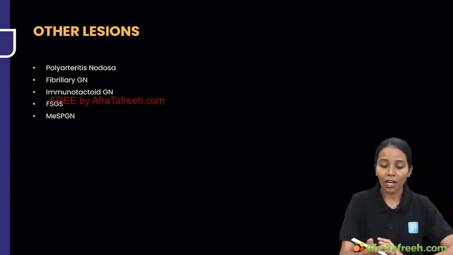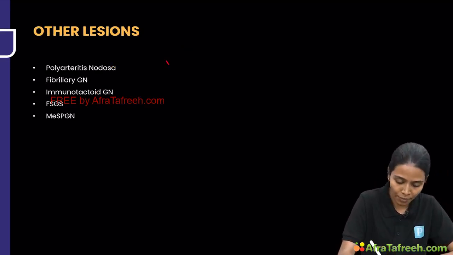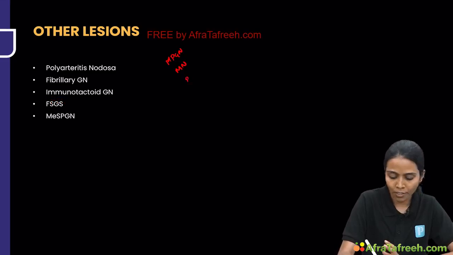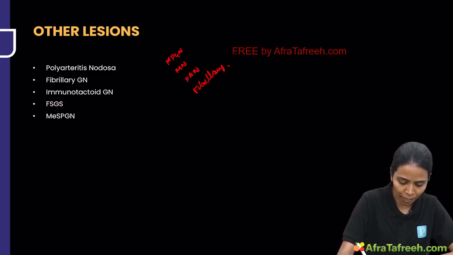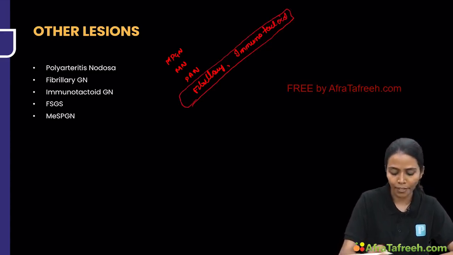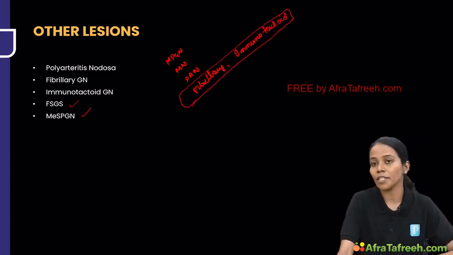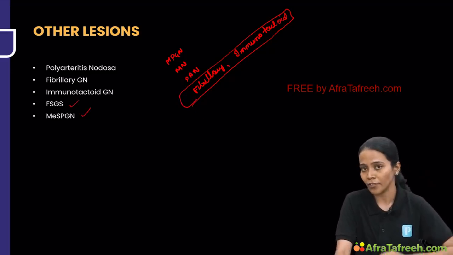Okay. Now other lesions apart from MPGN, which is most common, and MN, there can be polyarteritis nodosa like in hepatitis B. But other important thing that it can cause is fibrillary GN and immunotactoid. See, all these are because of excessive deposition of antibodies, right? So this fibrillary and immunotactoid can happen. Even FSGS and mesangial-proliferative glomerulonephritis can happen.